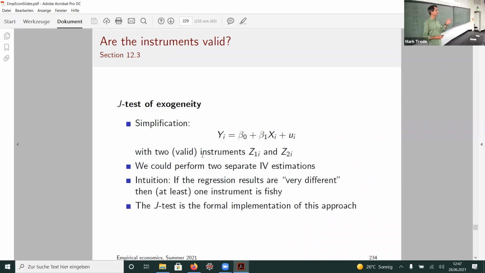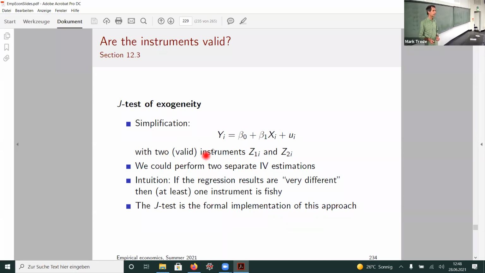But if we find that in the first regression, we get totally different results from the second regression, then that's an indicator that one of the instruments is wrong, is not valid. That's the idea. The problem is we don't know which one. So in a way, it is a test of exogeneity, but it's not really constructive. It doesn't tell us to kick out the first instrument or kick out the second instrument. It only tells us, well, one of these two is probably correlated with the error term. We don't know which one, but you shouldn't use both of them in your regression.